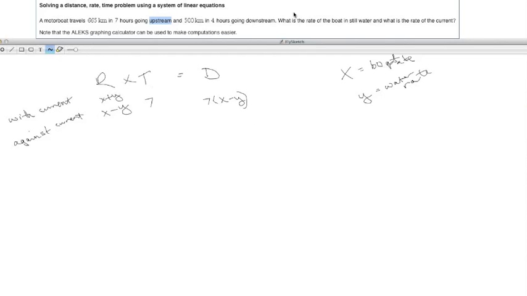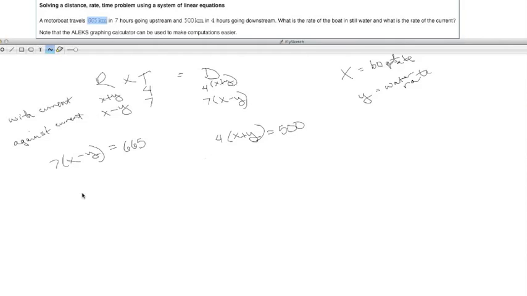And when he is going with the current downstream, he goes for 4 hours. So that is going to be 4 times x plus y for going with the current, which is downstream. Now we know the distance upstream is 665 kilometers. And we know the distance upstream is 7 times x minus y. That means those two quantities are equal, so that gives us an equation. 7 times x minus y equals 665. And likewise, when he's going downstream, he goes 500 kilometers. And we know he's going 4 times x plus y kilometers. So those two are equal, and that's our second equation. 4 times x plus y equals 500.